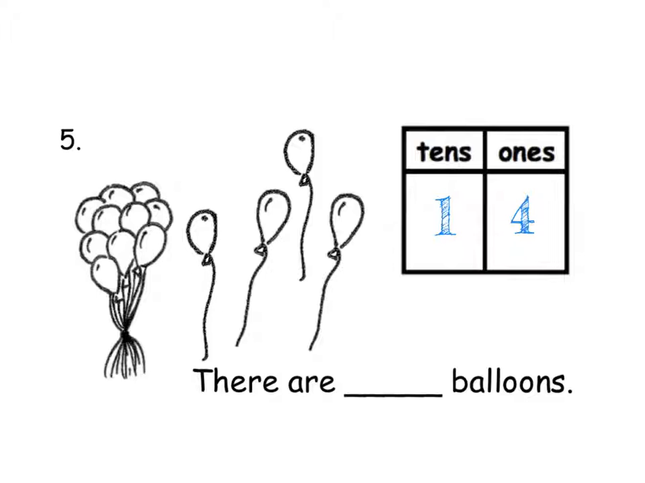Now that we know there is 1 under the 10 spot and there are 4 under the 1 spot, we know that we have a total of 14 balloons.